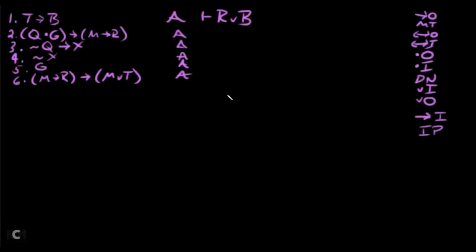Okay, let's take a look at our first problem, where these new rules, wedge in and wedge out, are going to be in play. I've stuck them in the list here. This is the new recommended order, the recommended list of what to do. And this is the problem that we have. We've got T arrow B, Q dot G arrow M arrow R, squiggle Q arrow X, squiggle X, G, and M arrow R arrow M wedge T. And we're trying to get R wedge B.